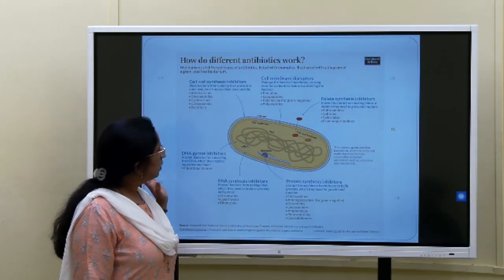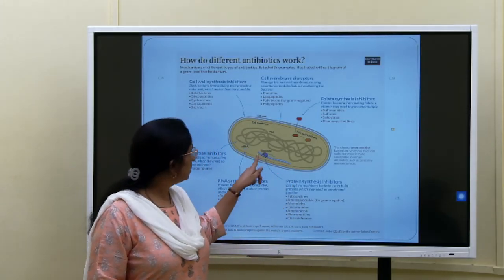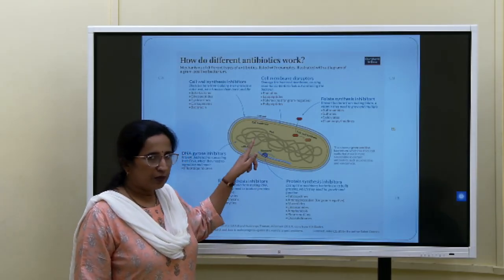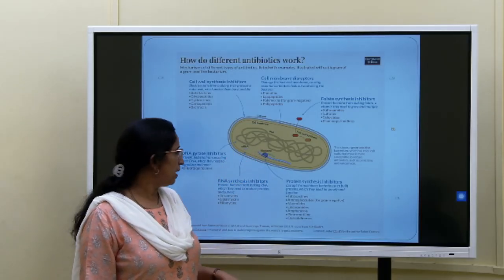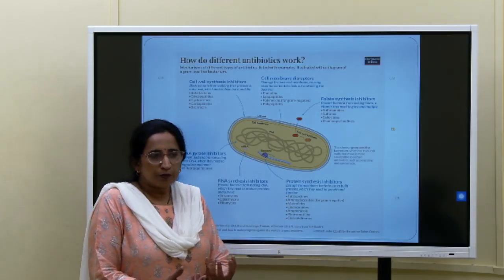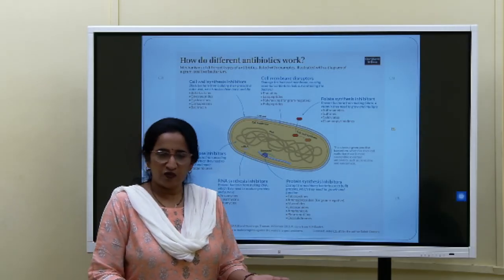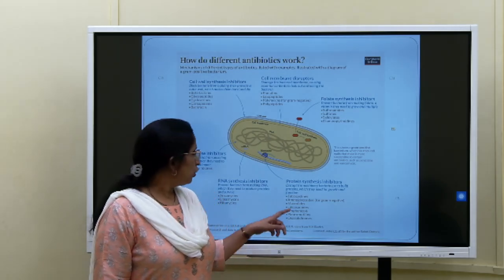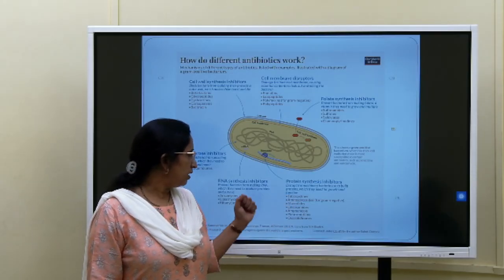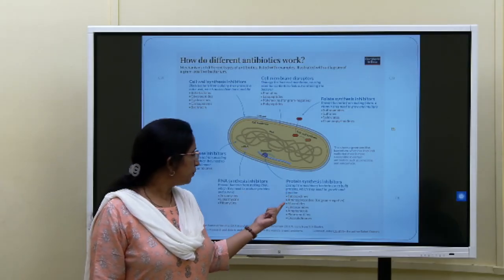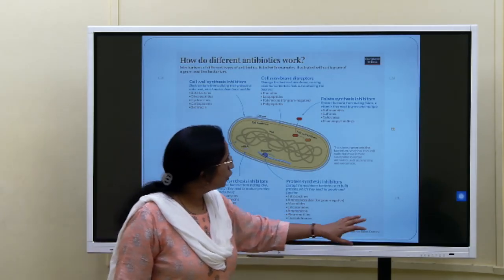Then we come to antibacterials which affect protein synthesis. That is, they affect the translation step. They may affect the ribosome, either 30S or 50S, and they prevent translation from happening. So they disrupt protein synthesis. Proteins are very important for the cell, and if protein synthesis is affected, obviously the cell is not going to survive. So under this we have examples like tetracyclines, aminoglycosides, a very popular common example being streptomycin, the macrolides, and lincosamines, etc.